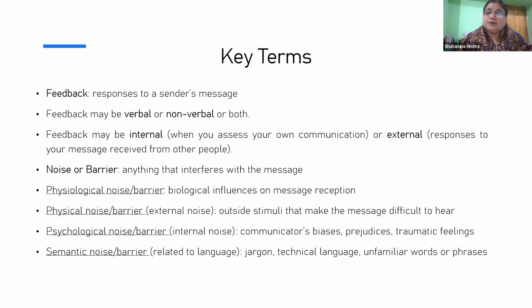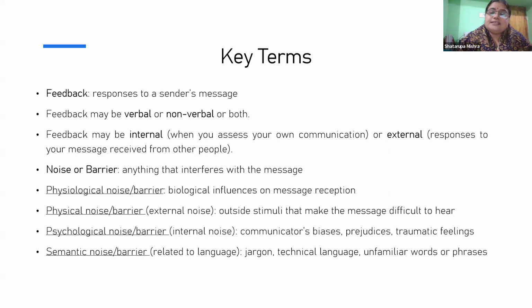Okay. Now, in that diagram, there was something called noise. Though we understand what noise is, usually in communication, noise also means barrier in general. Okay, so it is not just physical noise, but there are other types of noises. All right, so noise or barrier is anything that interferes with the message. Okay, that does not allow communication to be successful. So what are the different kinds of barriers to communication?